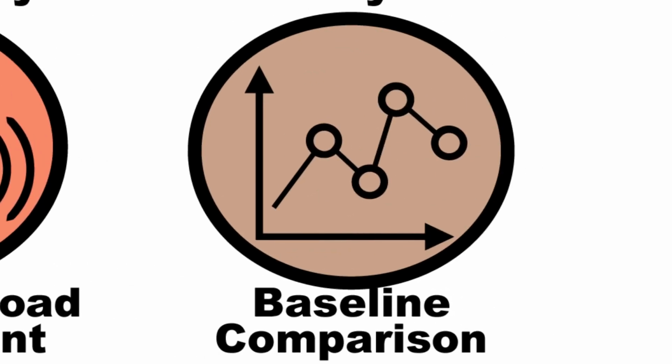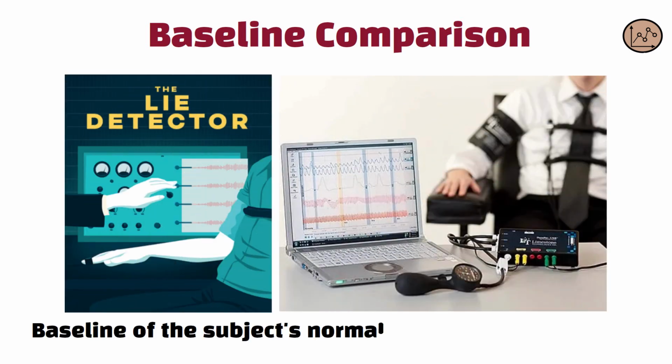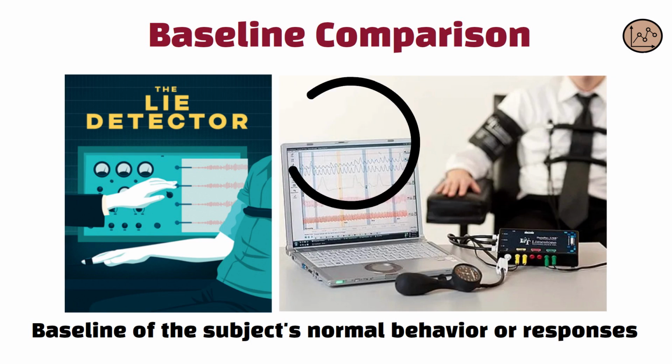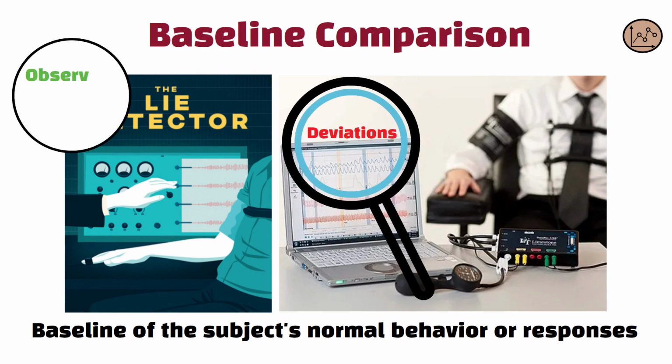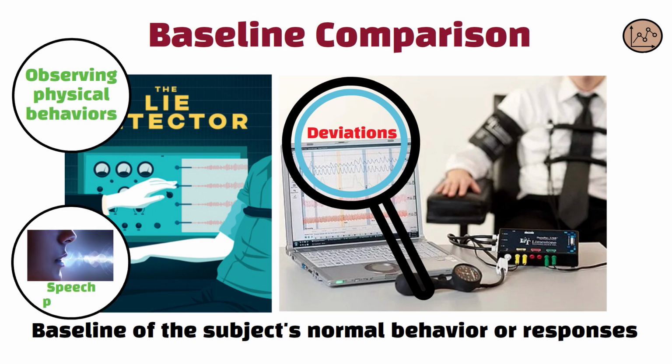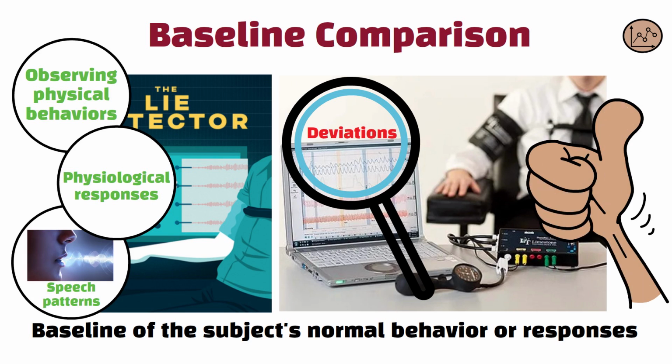Baseline comparison. Many lie detection methods involve establishing a baseline of the subject's normal behavior or responses, then looking for deviations from this baseline during questioning. This can involve observing physical behaviors, speech patterns, or physiological responses. While useful, baseline behaviors can vary due to factors unrelated to deception.